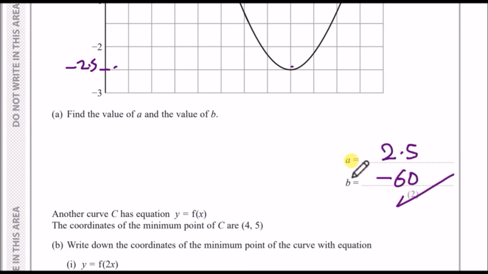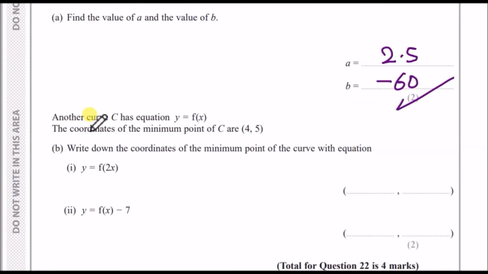And that's it. Now for the next bit, it says that another curve C has equation y equals f(x). Now the coordinates of the minimum point of C are (4, 5). So you can kind of think of, let's say, we don't know what the graph looks like, but we can imagine it looks a bit like that. And this is your minimum point. It's (4, 5).